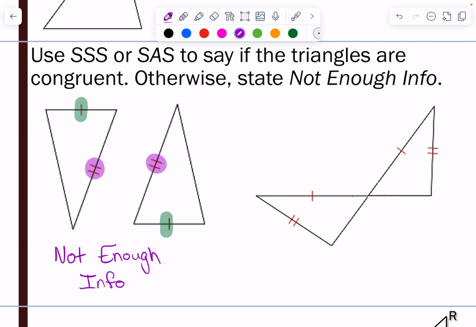Okay, let's go to this last one. So on this last one here, do I know one pair of corresponding sides are congruent? You bet. Do I know a second pair of corresponding sides congruent? You bet. Do I know a third pair of corresponding sides? And I don't. Do I know an angle that would be congruent? And I do. These are congruent because they make a vertical. Oh my goodness. Sorry about that.